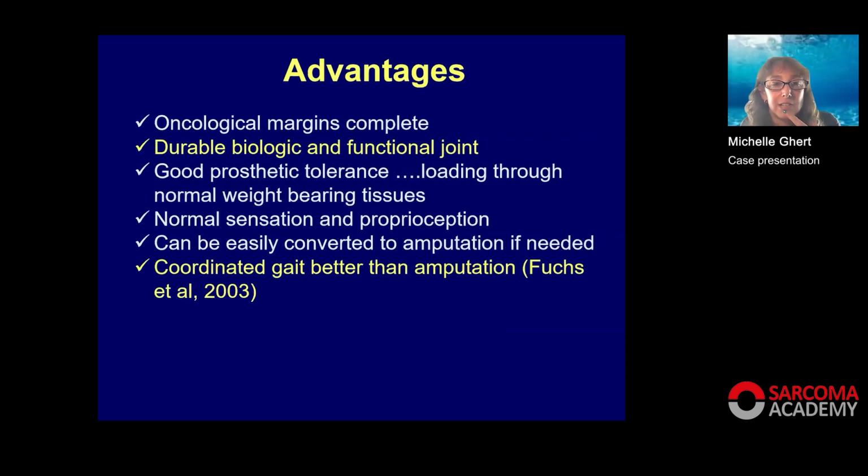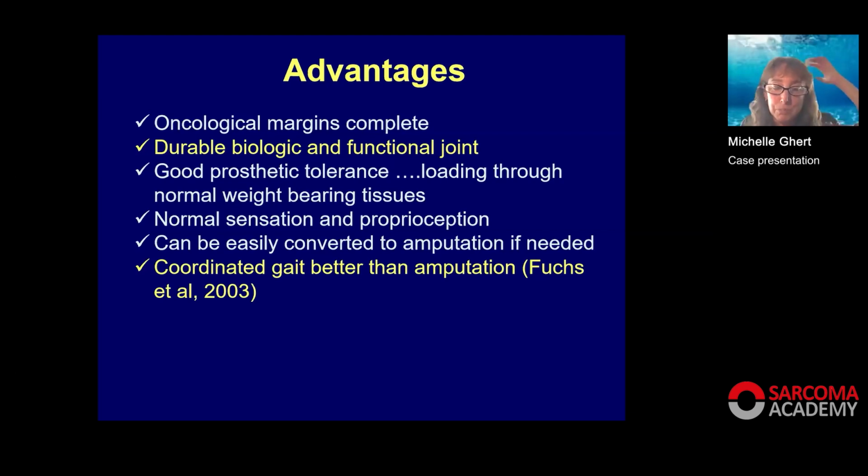So what's the advantage? It's biologic, so you're using the patient's tissue. Because you're creating a knee, instead of having an above-knee amputation, you're creating a knee that has really good tolerance for the prosthesis. And they keep their foot with normal proprioception and sensation. And they actually do better with respect to their function than with an amputation. Even though this is a kind of amputation, it functions better.